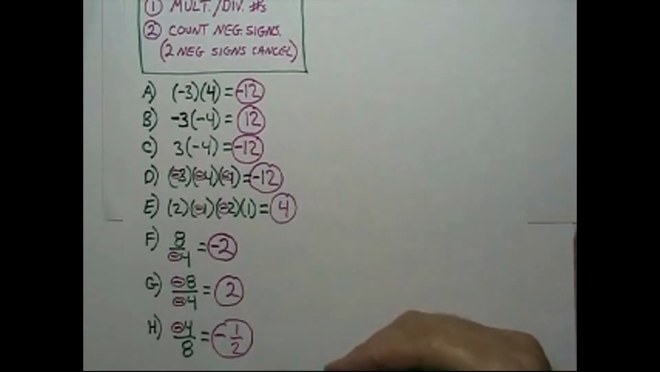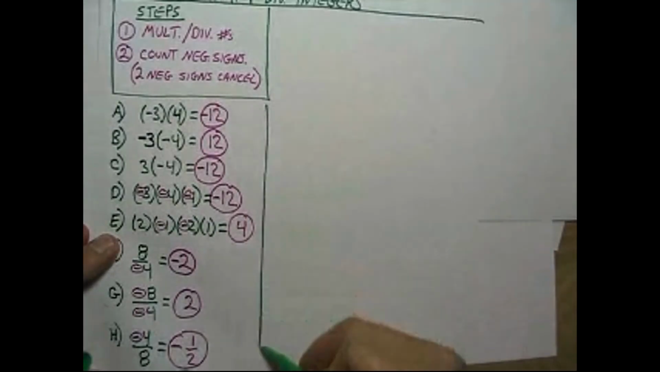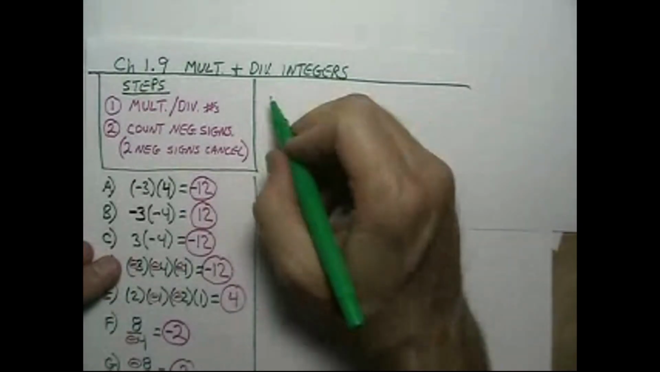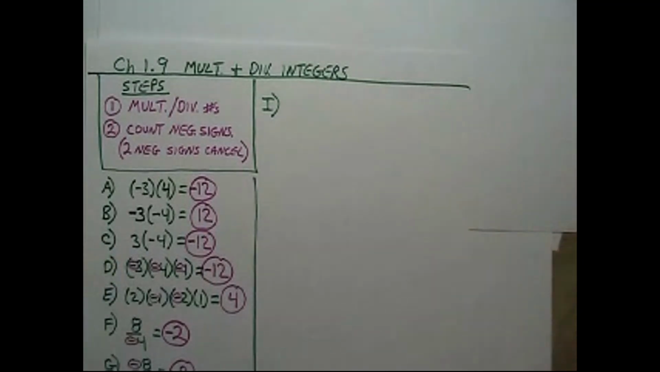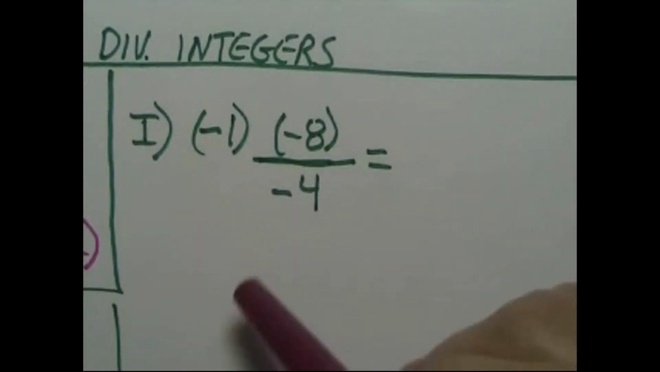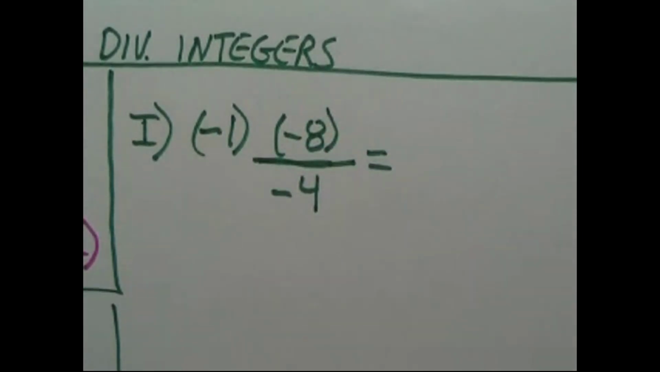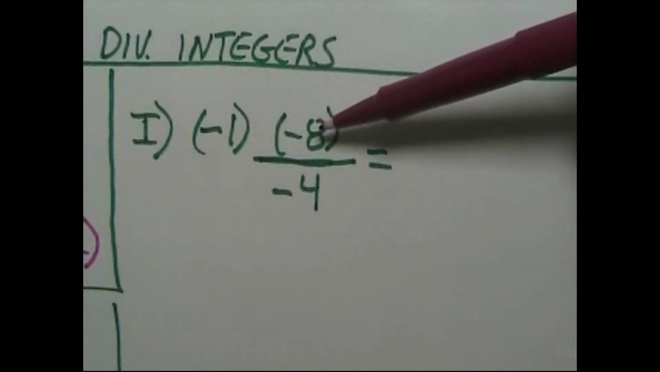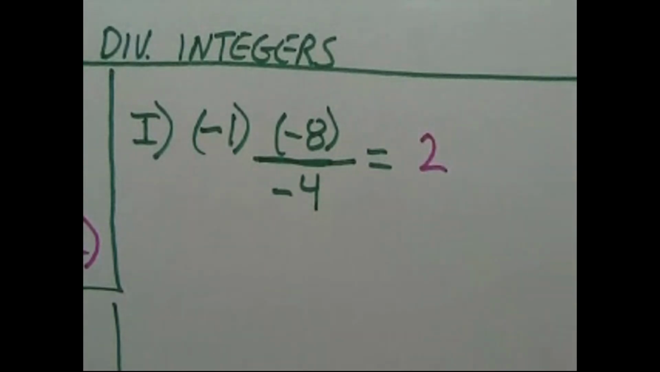Okay, I'm nearing the bottom of my paper, so I'm going to go up to the top. This is letter I. It's negative 1 times negative 8 divided by negative 4. Well, 1 times 8, that's just 8. And 8 divided by 4 is 2. Now what we need to do is count the negatives.